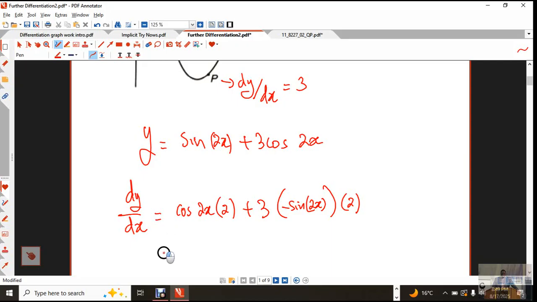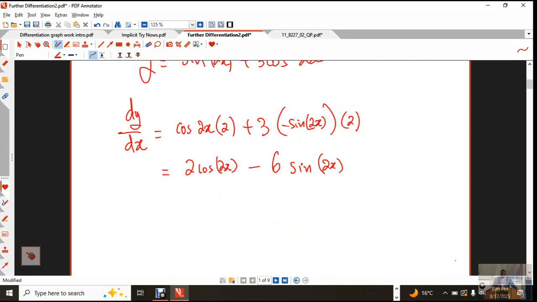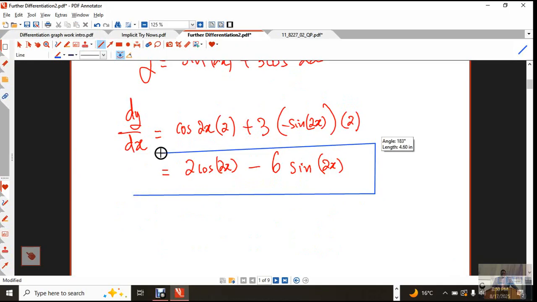So let's just clean this up a bit. That's going to be 2 cosine of 2x, and then you have a negative, and 3 times 2 is negative 6 sine of 2x. All right, so that is the derivative function, that is dy/dx, that we were supposed to calculate.